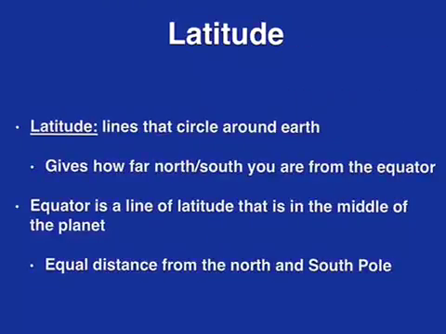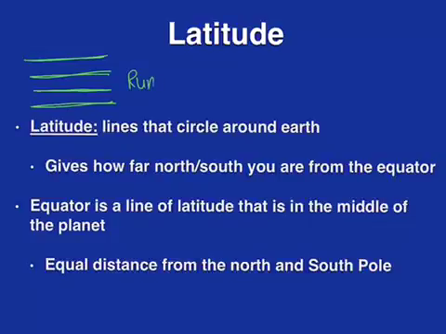So latitudes are lines that circle around the Earth. They go horizontally, and they stack up on one another. And so they describe how far north or south you are from the equator. Think of these as like rungs on a ladder. Even though they run horizontally, they measure distance vertically. So the equator is the line of latitude that is in the middle of the planet. It is equal distance from the North and South Pole.